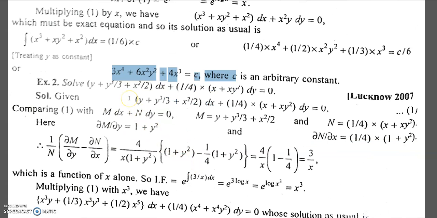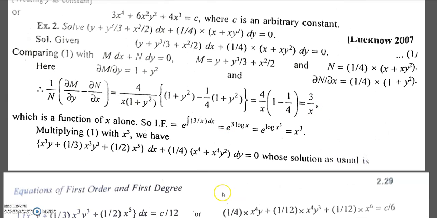Similarly, you see the second example. Here this is our M, this is our N, so this is like M dx plus N dy equal to 0. Next calculate del M/del y, then del N/del x, then del M/del y minus del N/del x divided by N, you get 3 by x, that is a function of x alone. So what is our integrating factor? e power integral 3 by x dx, that is 3 log x, that is e power log x cube, that is x cube.